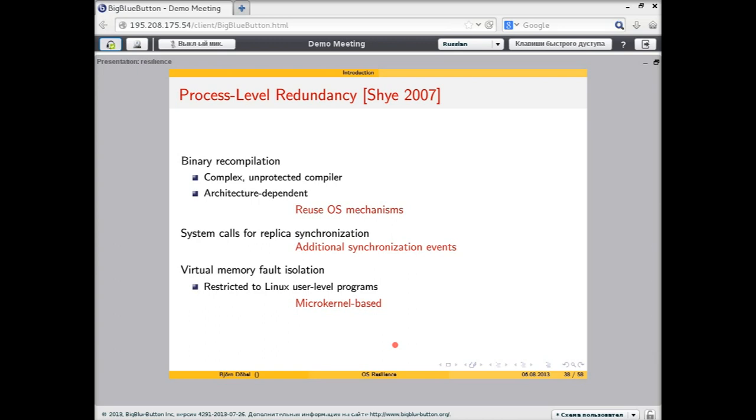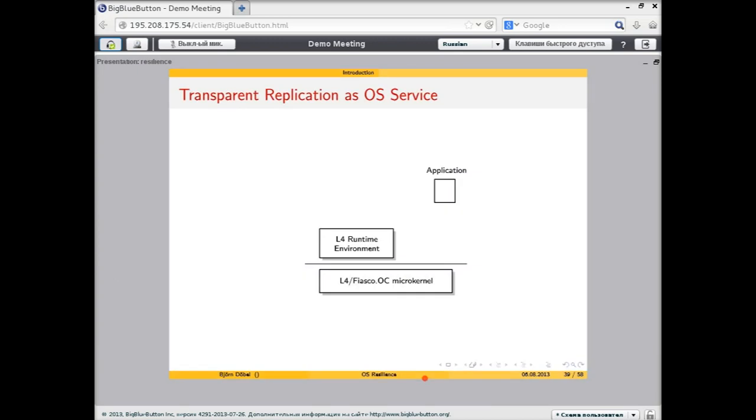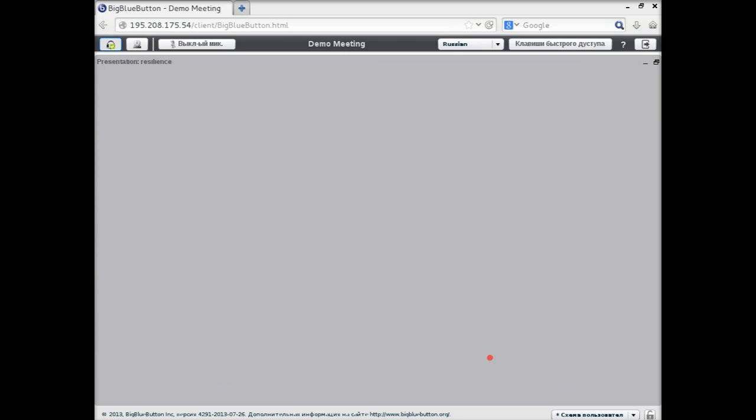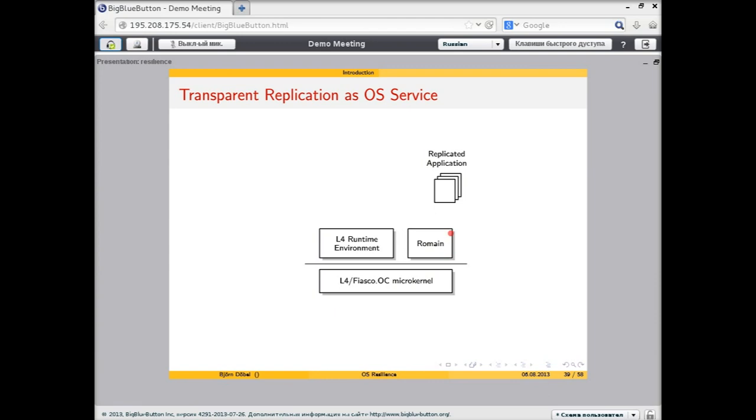This all ends up in a replication-aware operating system architecture. This architecture is based on the traditional way of how we do software development on L4. So we have applications running on top of L4. We have our microkernel running, and we have a runtime environment, which is the L4 runtime environment in our case. What we now add is a replication service, which is called Romain. Romain then runs multiple instances of this application, so we get a replicated application. In addition to that, the whole operating system architecture is also able to support unreplicated applications.